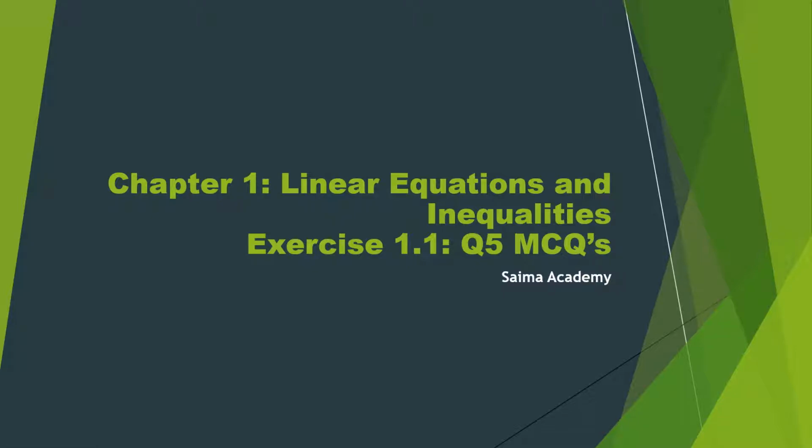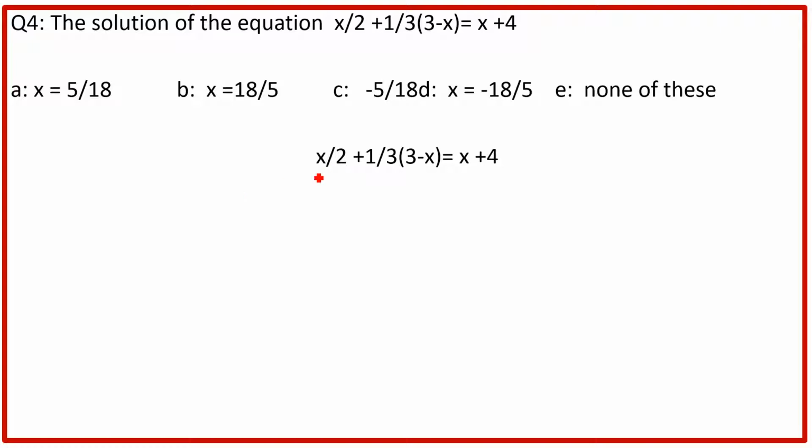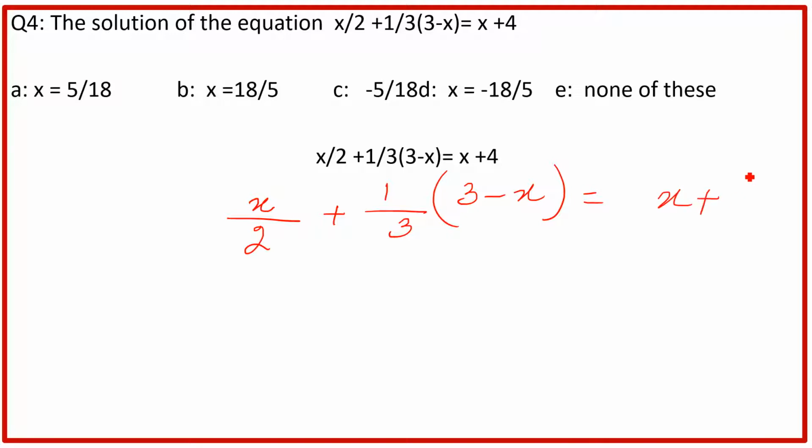In this lesson, we will solve question number 5, exercise 1.1 MCQs of linear equations and inequalities. The question we have is x over 2 plus 1 over 3 into (3 minus x) equals x plus 4. First of all, we have to solve this question, then we will see which answer, A, B, C or D, is correct. See, there are fractions.